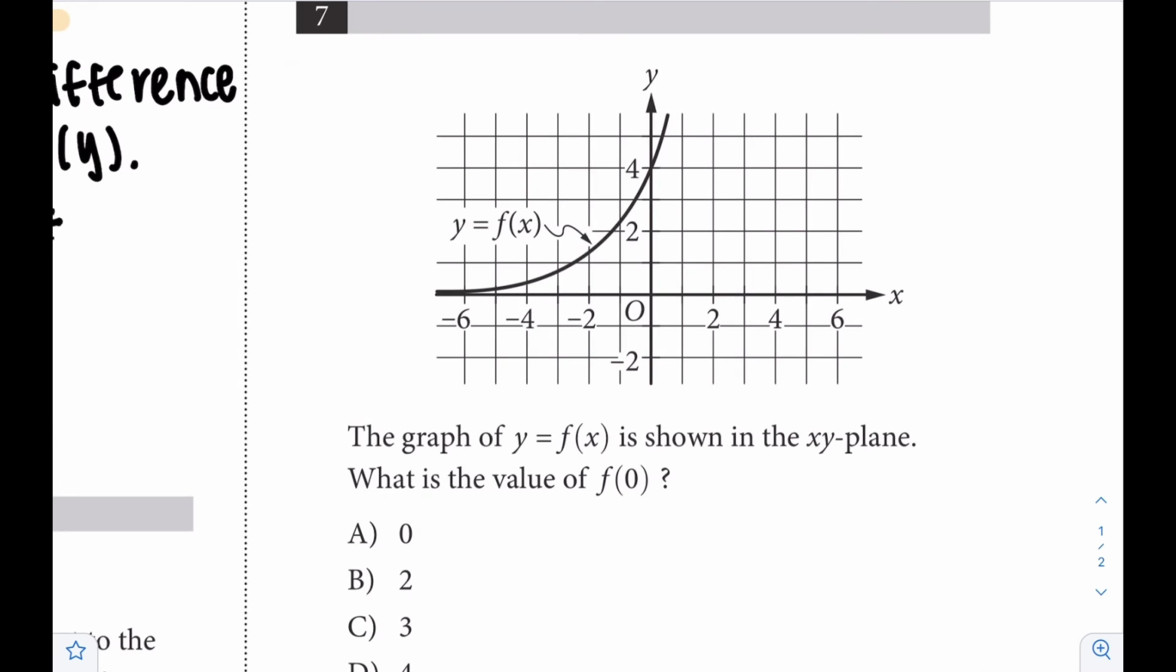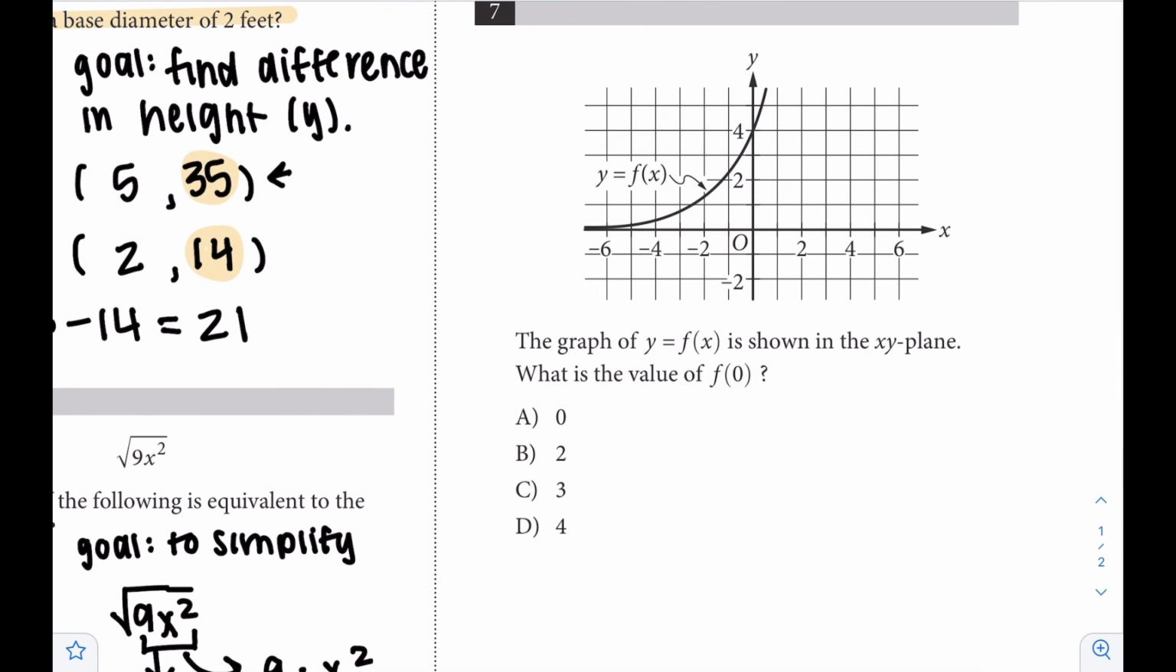For the last question, let's read the problem. The graph of y equals f of x is shown in the xy plane. What is the value of f of 0? So for these kind of problems, they require almost no math. All you need to know is how to read an axis on a graph. So our goal here is to find value on graph. So that's all we're doing.